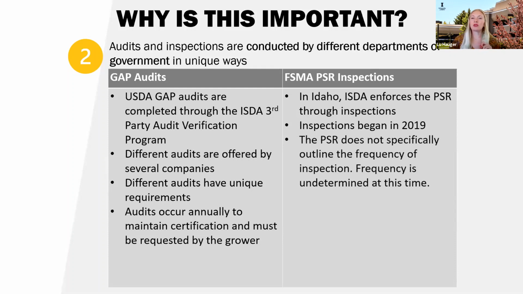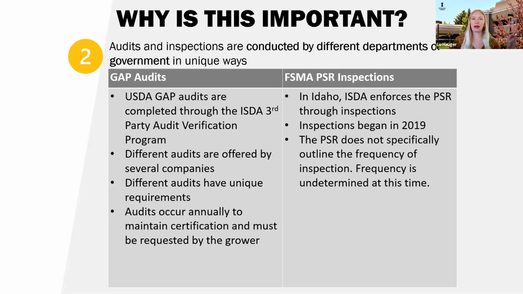Third, the produce safety rule does not specifically outline the frequency of inspection. If we ever get updated guidance with that in our state, then I will make sure to update industry, but at this point, the frequency is undetermined. Versus, like I just said, GAP audits have to happen annually. They are requested by the grower.